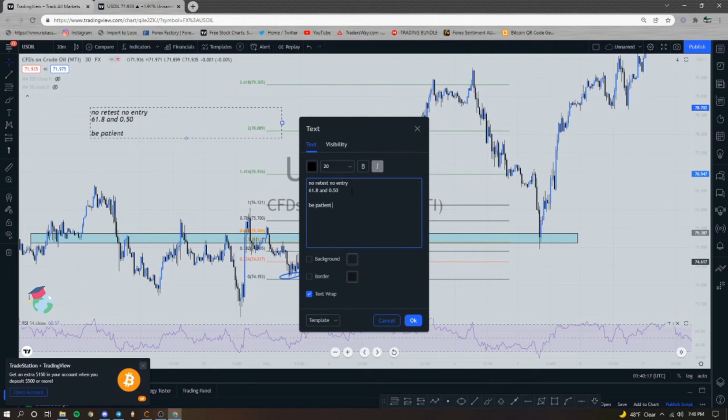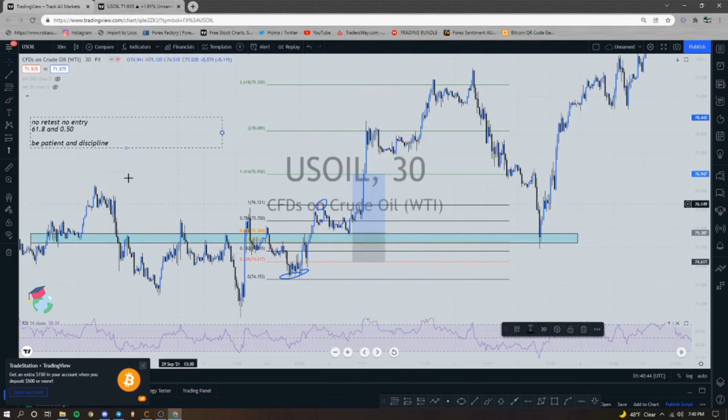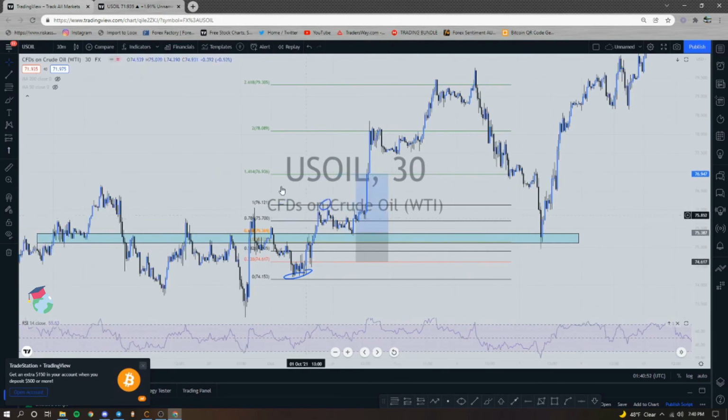If you guys are not patient with y'all setup, man, you guys will never have successful trades, and that's just the fact. Be patient, and let's see, I feel like I'm missing one more. Be patient, and we'll just put discipline, just because I feel like this one has to do a lot with if you're gonna be putting too many lot sizes at the same time. So just keep things simple, guys. Like I said, no retest, no entry. Wait for the 61.8 and the 0.50, and then be patient and disciplined. So boom, that's all I really do.